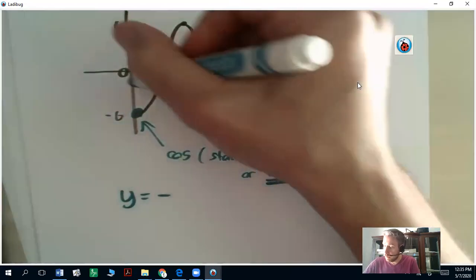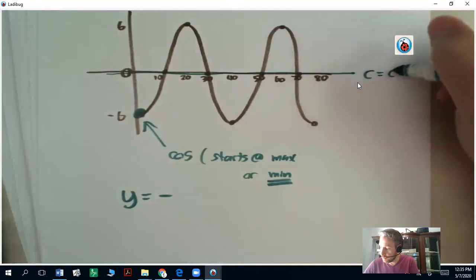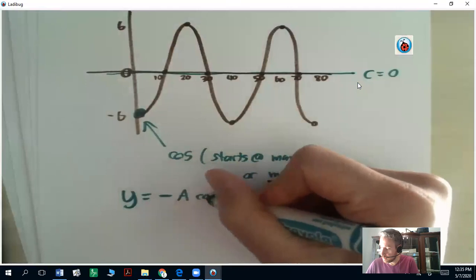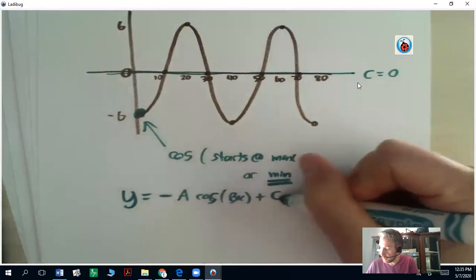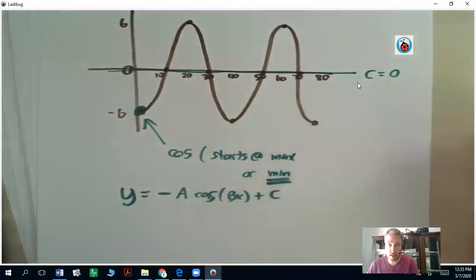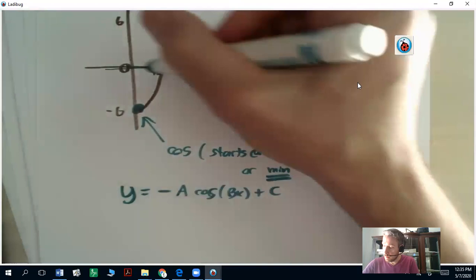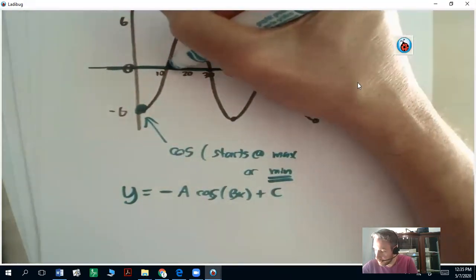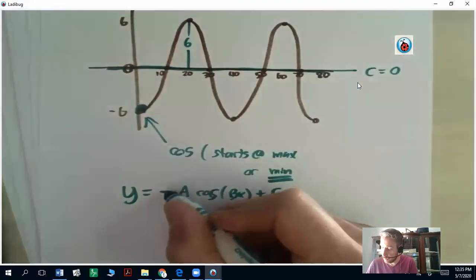Now that midline here is the x-axis. So that c value is equal to 0. So at the end, it's going to have a cosine bx plus c. Since c is 0, you don't need to write anything, but I'm going to put a 0 in there for a placeholder. Now that amplitude is, since the midline is 0 and it's going up 6, that amplitude is 6. But don't forget the negative.